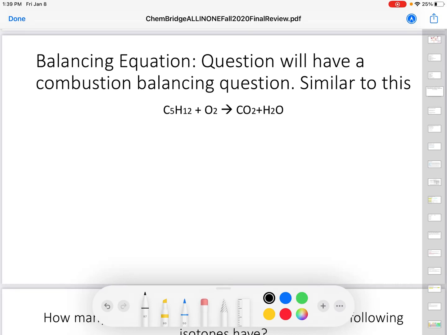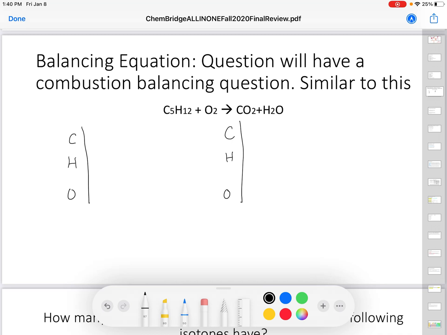Hi class, for this question we are going to balance a combustion. You will have a combustion that you will have to balance. So again, you start off by listing your elements. So I have carbon, hydrogen, and oxygen. Try to keep oxygen balanced at the end because that one is a little bit harder. So it makes it easier in the long run.